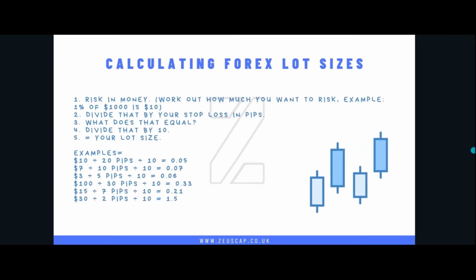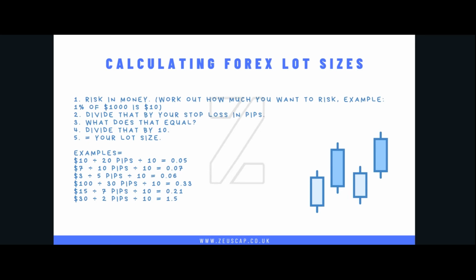So when it comes to calculating your Forex lot size, number one, you need to decide how much of your money you're risking. So if you want to risk, for example, 1% of your account balance of £1,000, you'll be risking 1% of £1,000, so that's £10, and then you have to divide that by your stop loss in pips.